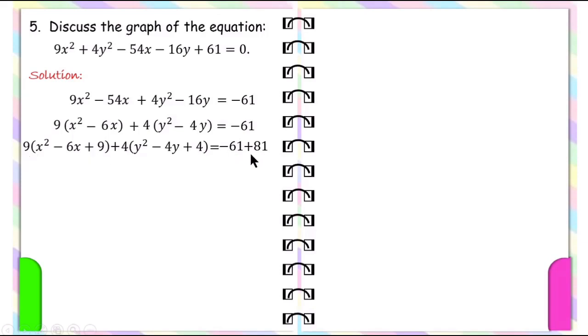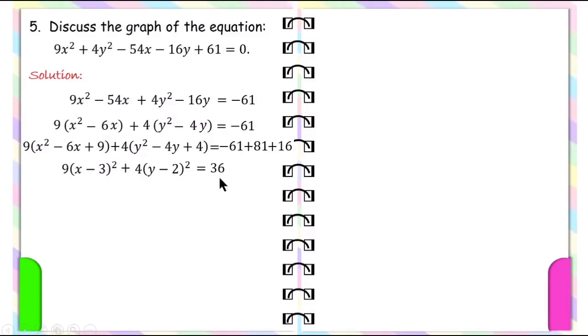9 times 9 is 81, plus 16. 4 times 4 is 16. We factor the left side. 9 times x minus 3 quantity squared. Half of negative 6 is negative 3, plus 4 times y minus 2 quantity squared. Half of negative 4 is negative 2. And this is equal to 36. Negative 61 plus 81 is 20, plus 16 is 36.